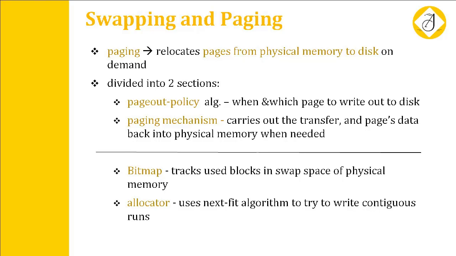This virtual memory paging system can be divided into two sections: number 1, the page out policy algorithm, and number 2, the paging mechanism. The page out policy algorithm decides which pages have to be written out to the disk and when it has to be done. The second one, the paging mechanism, actually carries out the transfer of the page's data back into physical memory whenever it is needed. In addition to this, a bitmap is used to track used blocks in swap space, which is kept in physical memory, whereas the allocator uses the next fit algorithm to try to write contiguous runs.